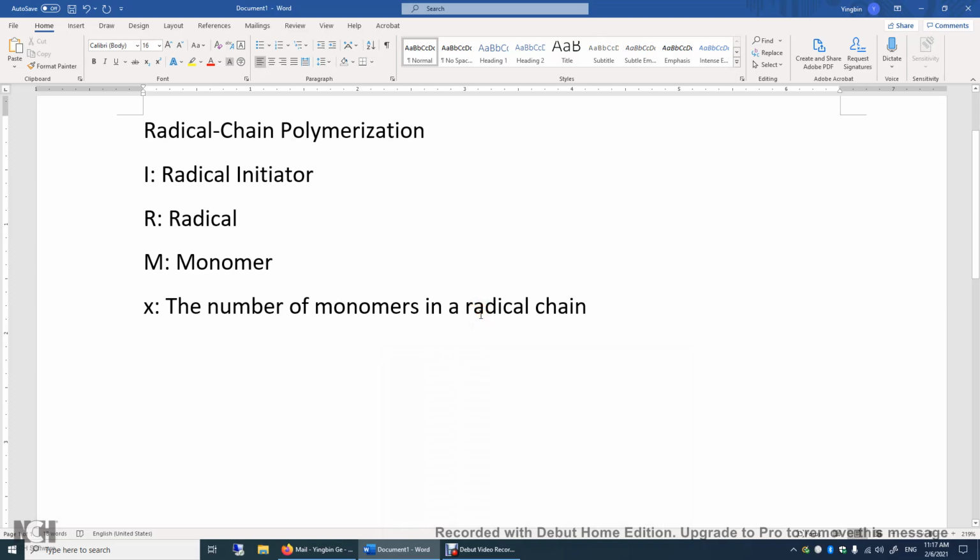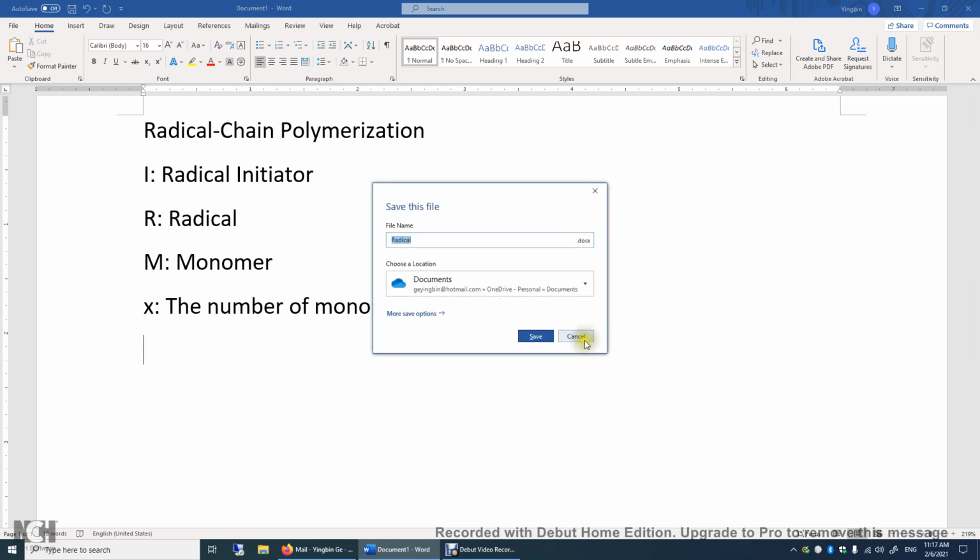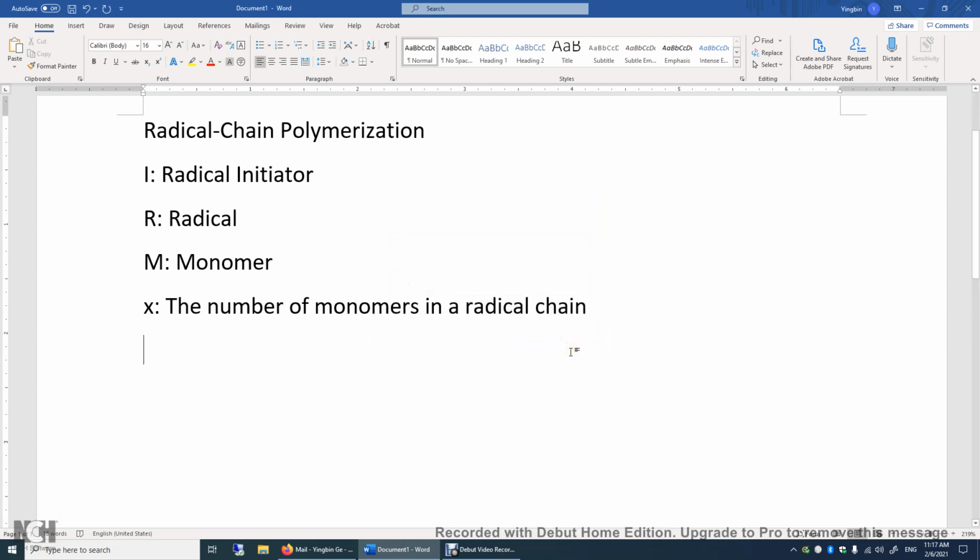In this video, I'll give some numerical examples about the radical chain polymerization. So first, some shorthand notations. I stands for radical initiator, R is radical, M denotes monomer, and X is the number of monomers in a radical chain. So let's first look at the mechanism.